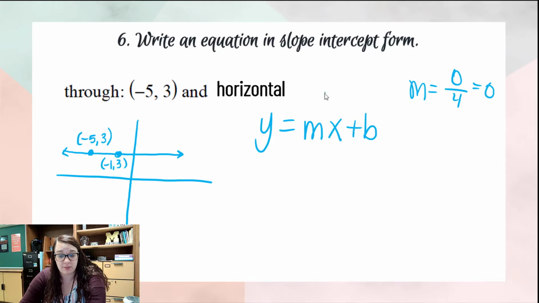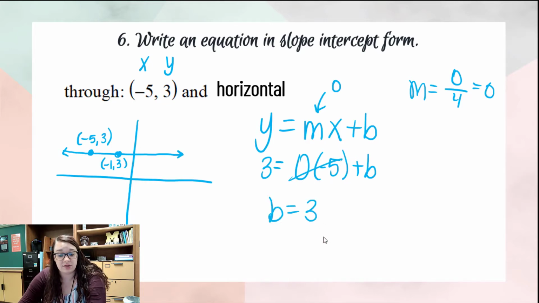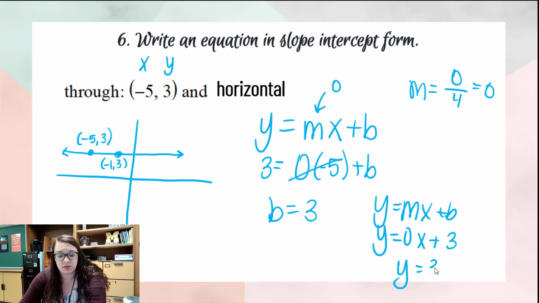Let's fill that part in. My y-intercept then I can find myself. So let's plug in an x and a y and a 0 for slope. So I've got y equals, or 3 equals, 0 times -5 plus b. These will cancel because 0 times anything is 0. And I can see that b is 3. So therefore my equation y equals mx plus b turns into y equals 0x plus 3. Or really just y equals 3.